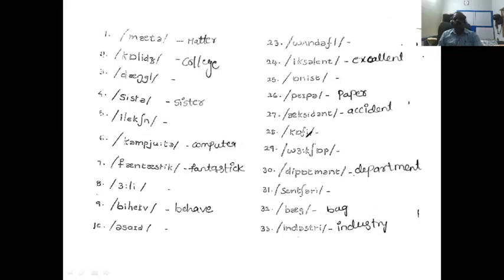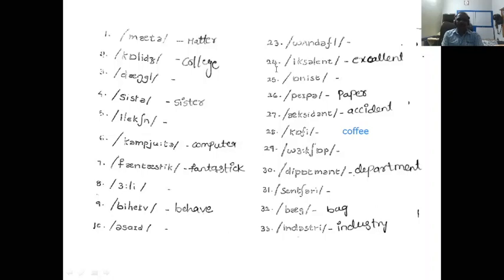Coffee, coffee, not coffee. When you say coffee, your lips must be rounded, not spread. Coffee, not coffee. Okay, coffee. What's the spelling of coffee? C-O-F-F-E-E. You have to remember the spelling as well.